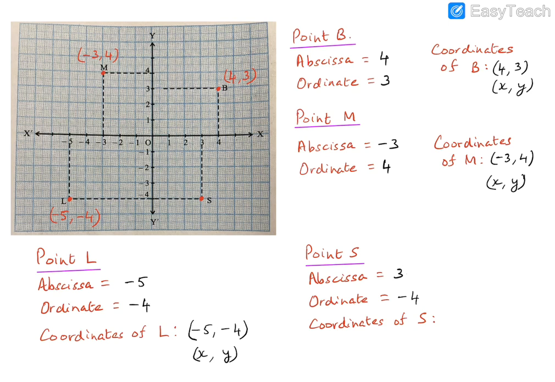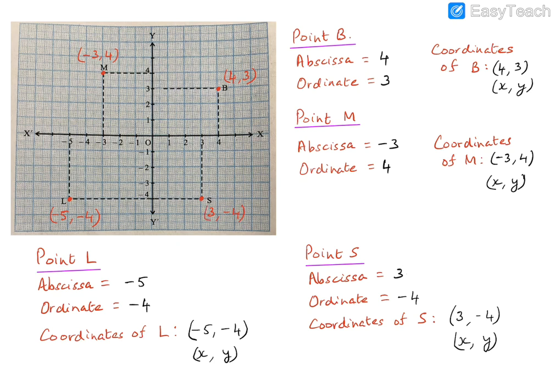So therefore the coordinates of the point S will be 3 comma minus 4. So 3 is the x coordinate and minus 4 is the y coordinate. So x comma y is 3 comma minus 4 for the point S. So we can write that on the graph as well. So for the point S, the x coordinate is 3. So that's 3 comma minus 4.